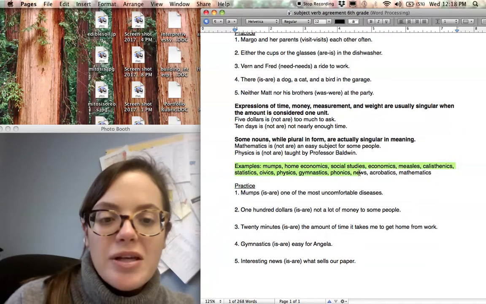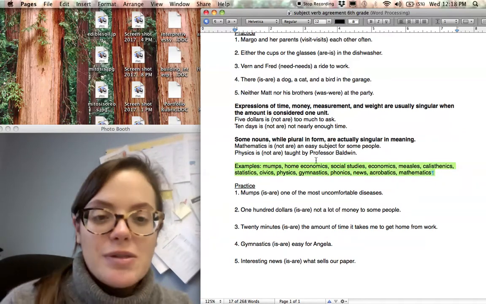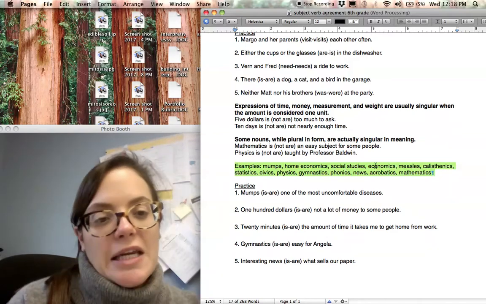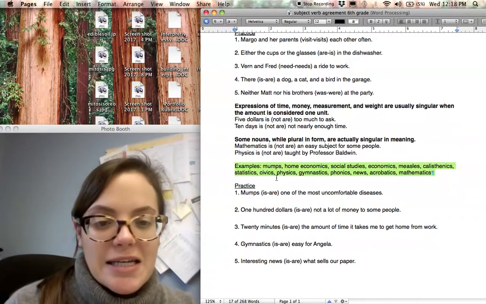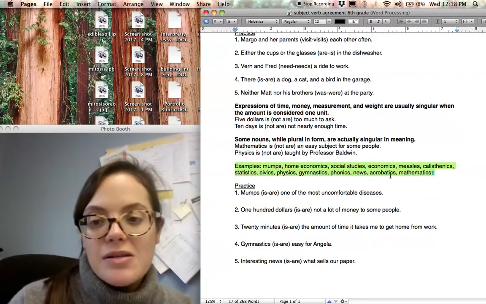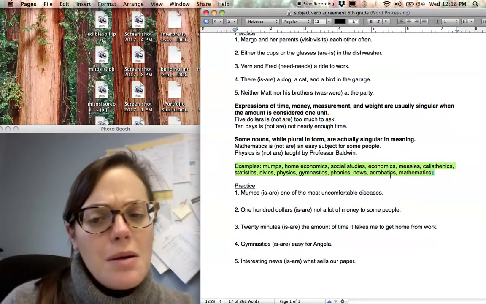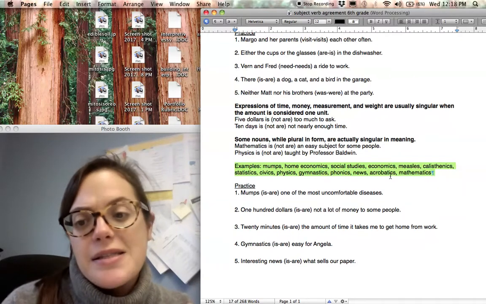And this usually happens with diseases and classes. So mumps, home economics, social studies, economics, measles, calisthenics, statistics, civics, physics, gymnastics, phonics, news, acrobatics, mathematics. Those are all examples of words that end in S but are actually singular. Mostly, like I said, subjects and diseases.